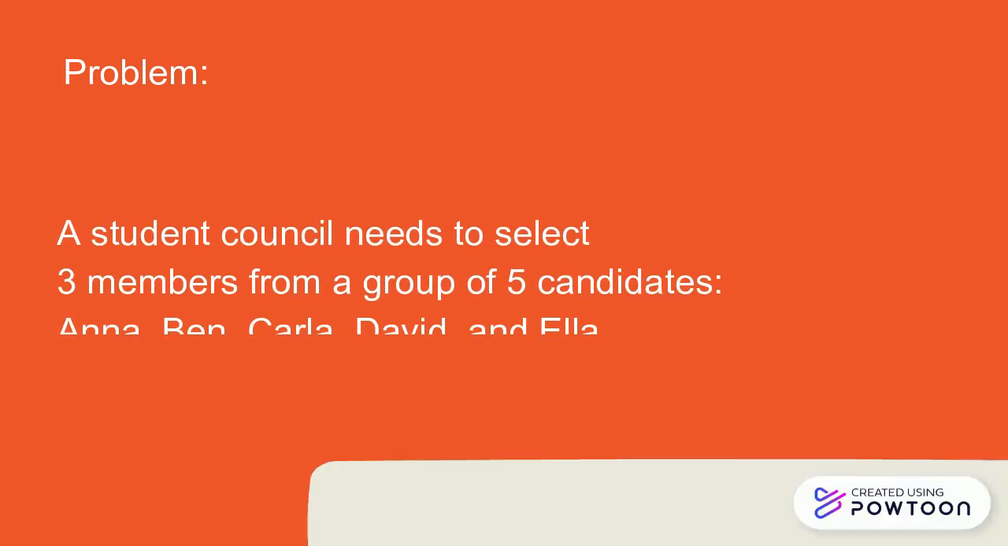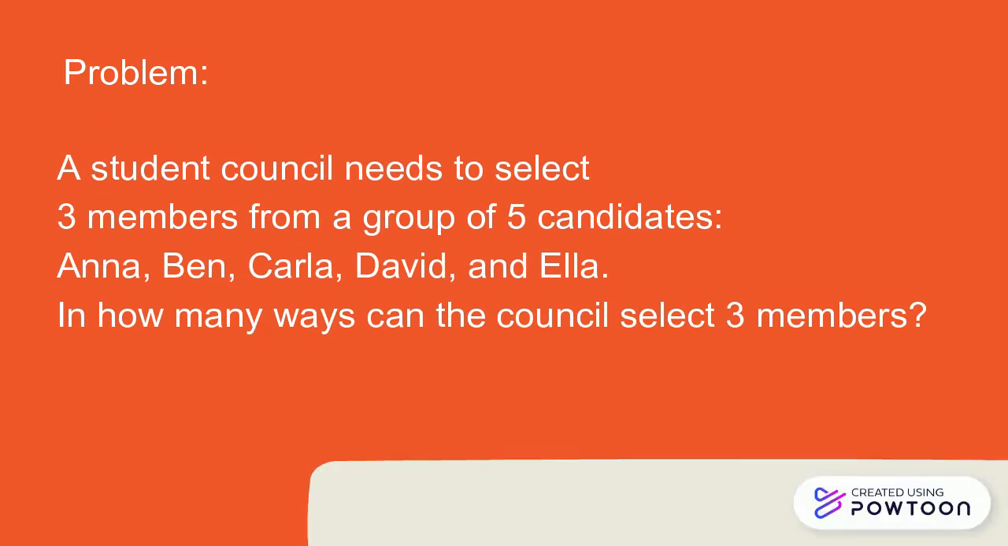Now let's apply what you've learned about solving problems involving combinations. Here's a new situation for you. A student council needs to select 3 members from a group of 5 candidates: Anna, Ben, Carla, David, and Ella. The question is, in how many ways can the council select 3 members from the 5 candidates?